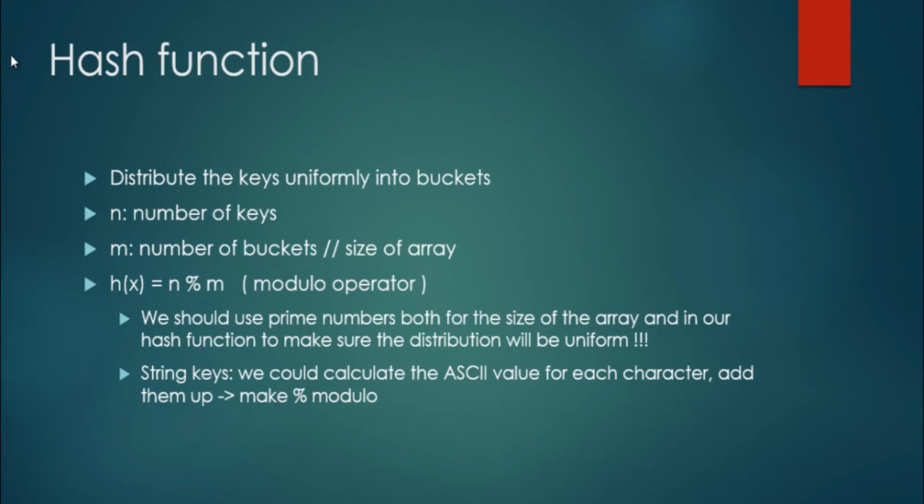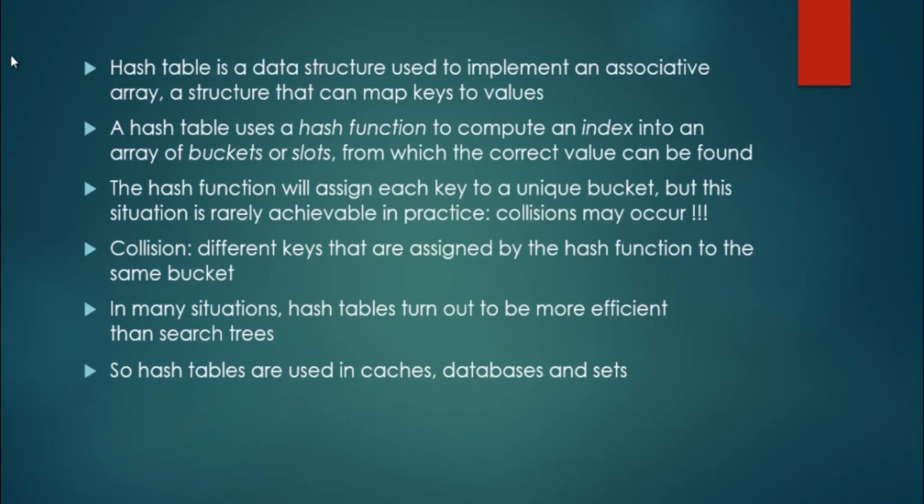If you have string keys, of course, we are not able to use our modulo operator on strings or characters. Then we could calculate the ASCII value for each character, add them up, and apply the modulo operator. So this is a common programming practice. If you want to assign a number to a given character, we should use its ASCII number. I think the lowercase a is 61, the 62 is the b, I'm not sure, but something like this.